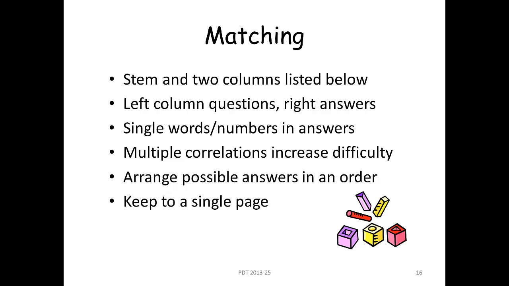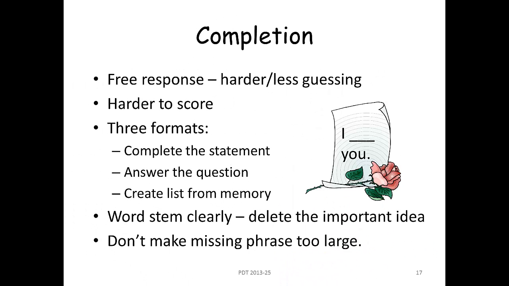One of the ways to avoid guessing is to order the answers alphabetically or numerically so that the position doesn't give the respondent a clue as to the correct answer. Make sure both lists fit on the same page to avoid flipping errors as students move back and forth between two different pages. Completion test items are harder because students have to provide their own answers.